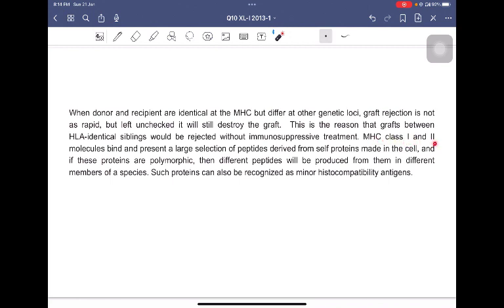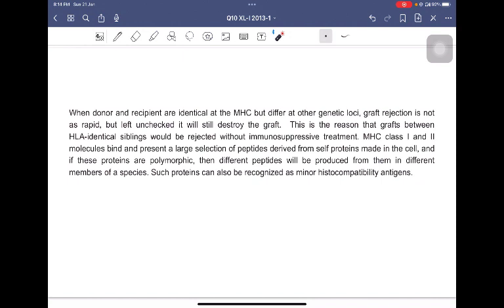Right, so the MHC class 1 and class 2 molecules bind and present a large selection of peptides which are derived from cell proteins made in the cell. And if these proteins are polymorphic, then different peptides will be produced from them in different members of a species. Such proteins can also be recognized as minor histocompatibility antigens, right?